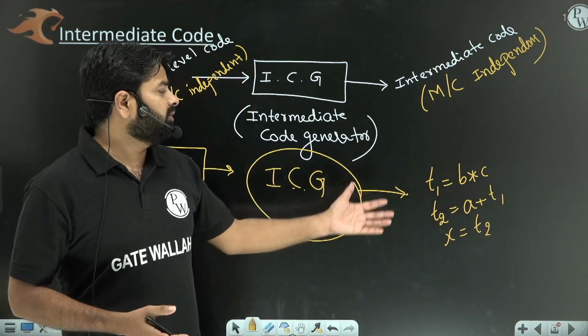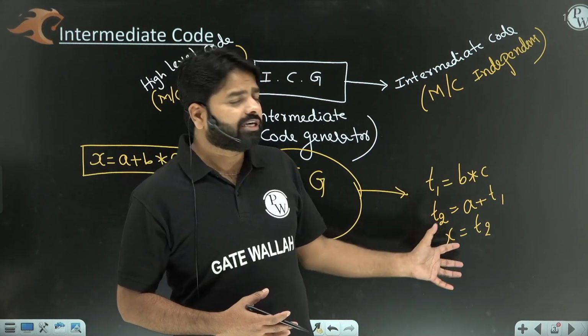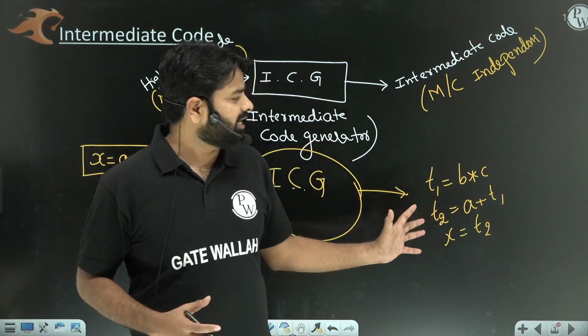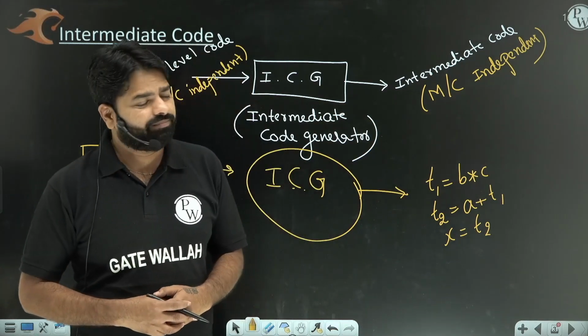And today you can use this intermediate code for many systems, so that you can make a standard intermediate code which every machine can understand, so that they can take the intermediate code and convert it into assembly code very easily.